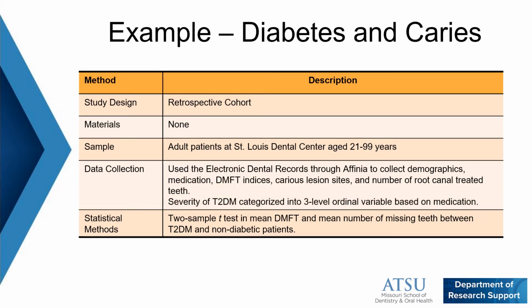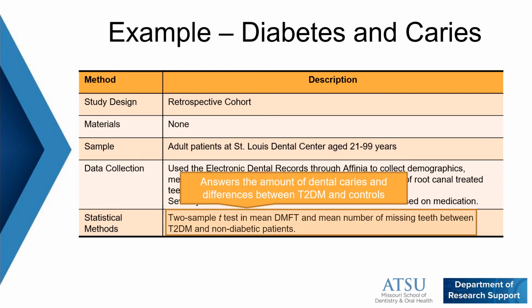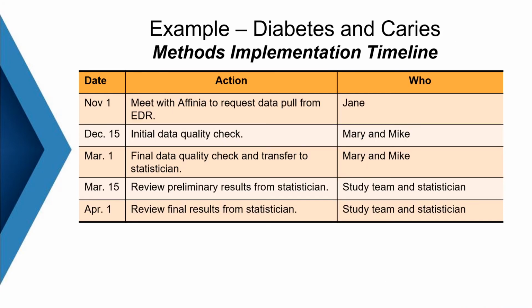The statistical methods included 2-sample t-tests in mean DMFT and mean number of missing teeth between type 2 diabetes mellitus and non-diabetic patients. This helps answer the amount of dental caries and differences between diabetes patients and non-diabetes patients, or controls. Here again is an imagined example timeline where we list the date, associated action, and persons responsible for that action.